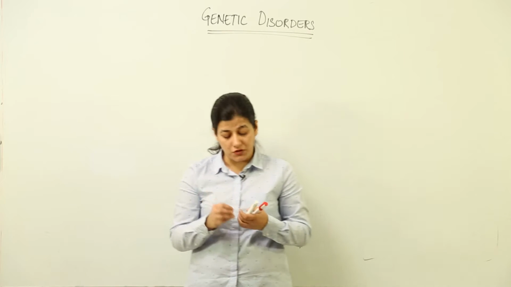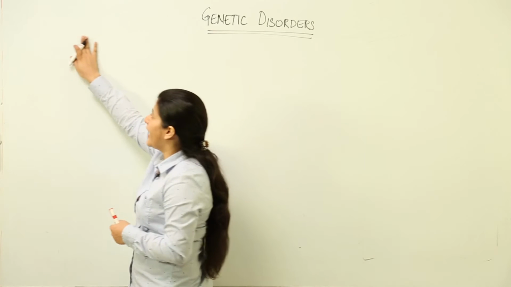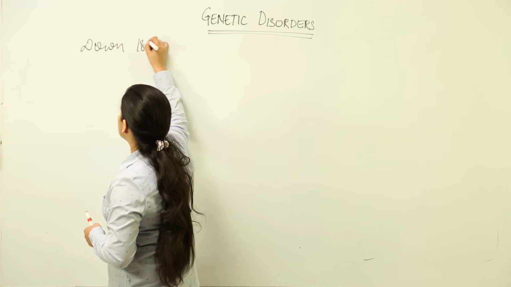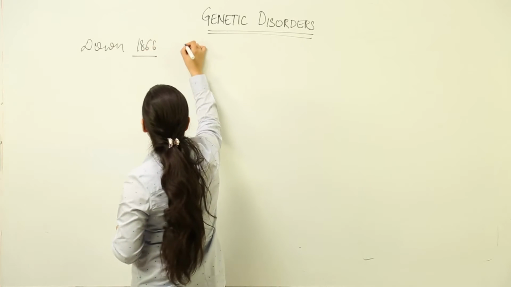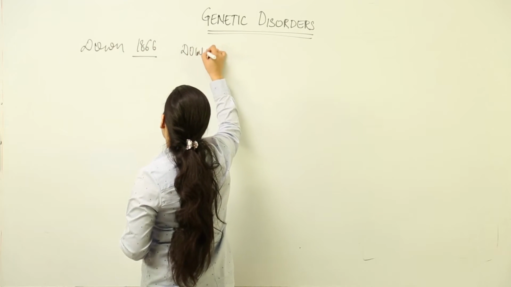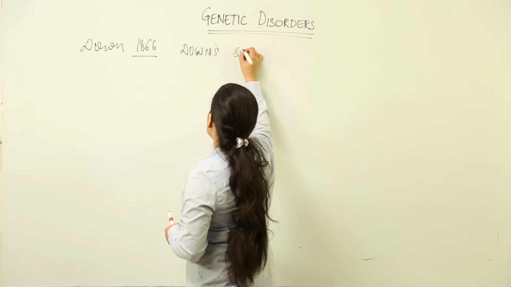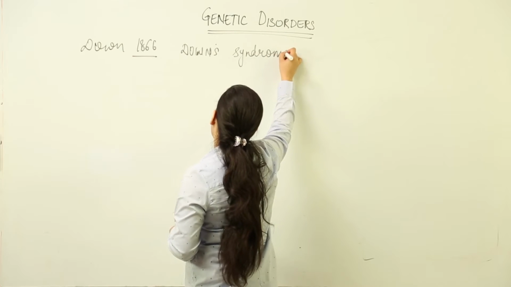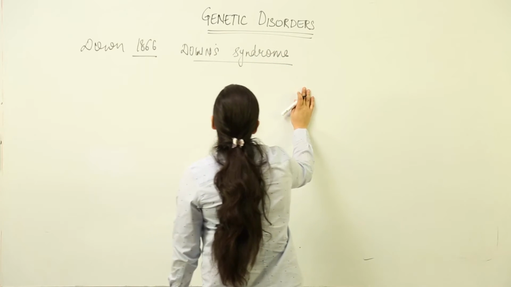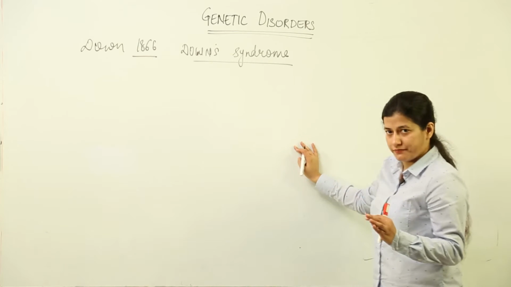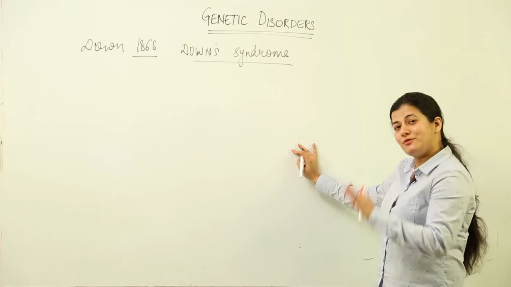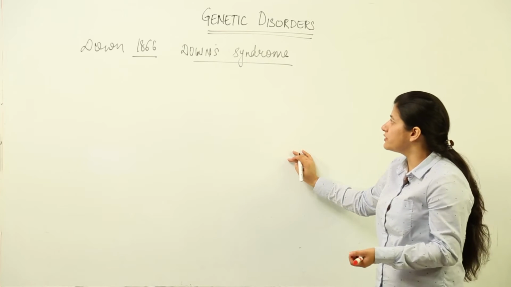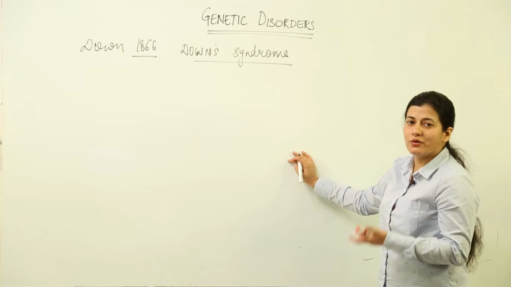This condition was first described by Sir Langdon Down in 1866, and what he gave us was a disease where he studied certain symptoms and we called it Down's syndrome. I assume you must be knowing this term at this stage of your life, and if you don't know it, no problem, because by the end of this lesson we are going to know what it is.